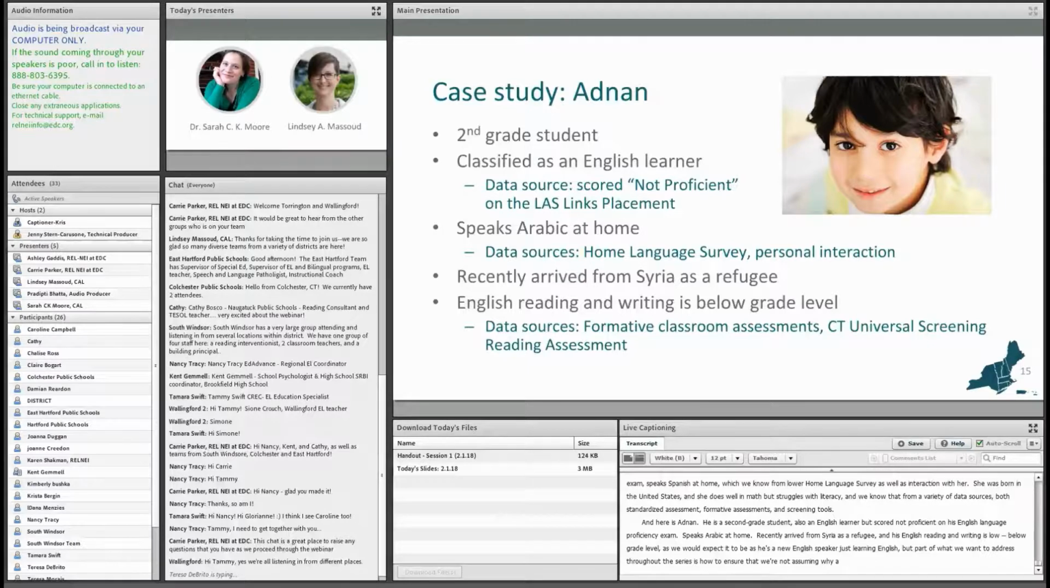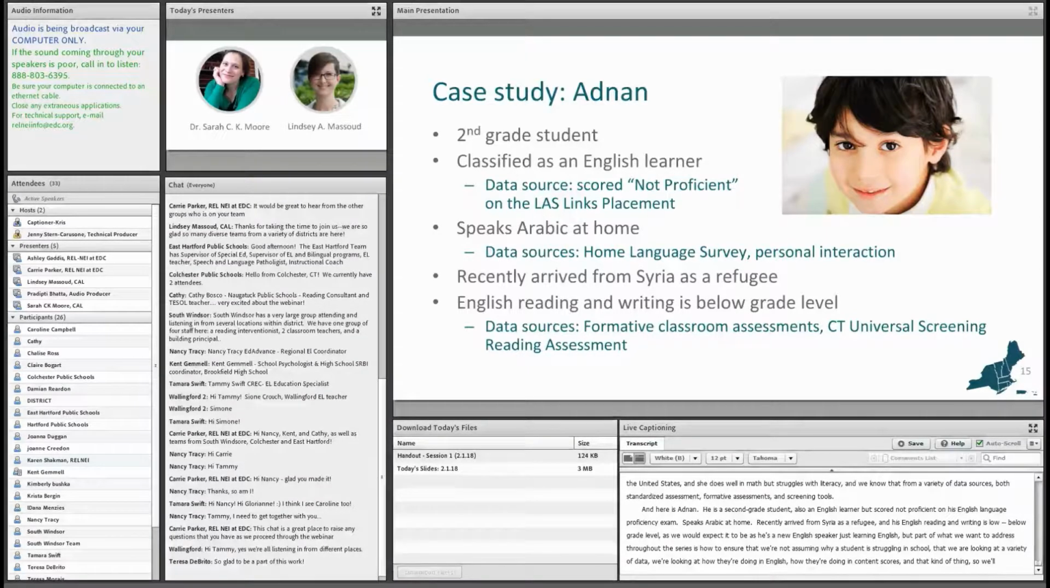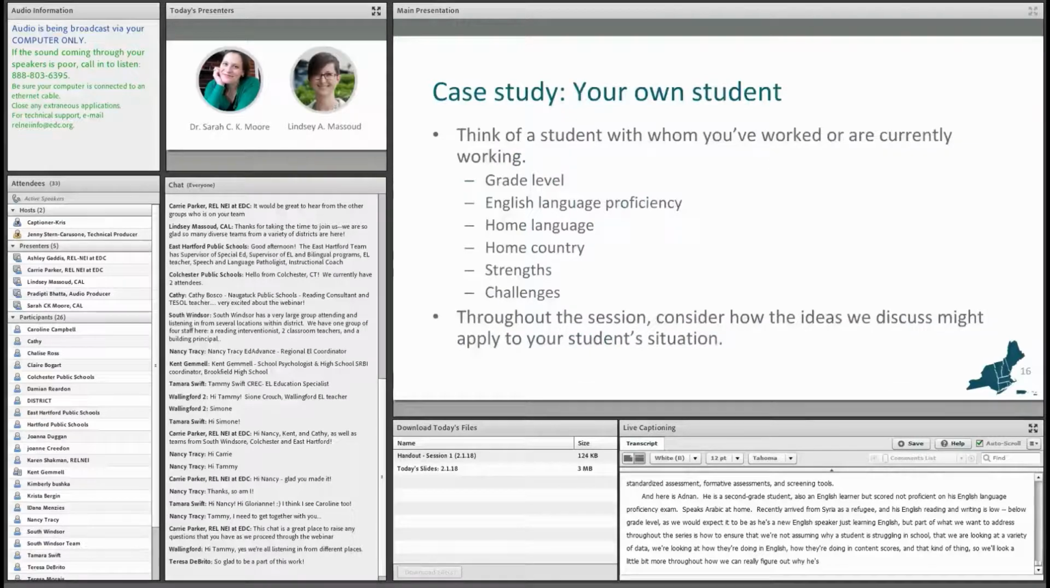why a student is struggling in school, that we are looking at a variety of data. We're looking at how they're doing in English, how they're doing in content scores, and that kind of thing. So we'll look a little bit more throughout at how we can really figure out why he's struggling in that way.